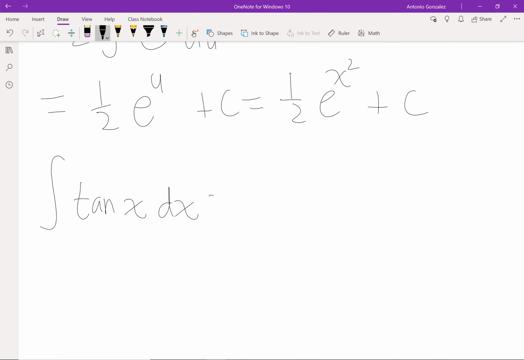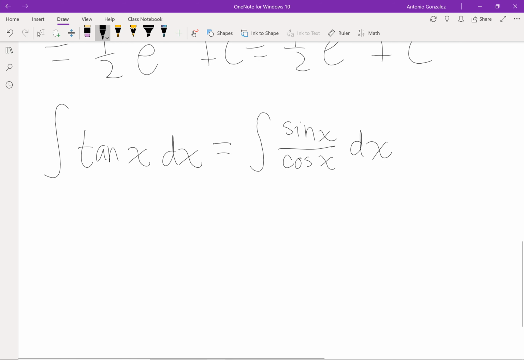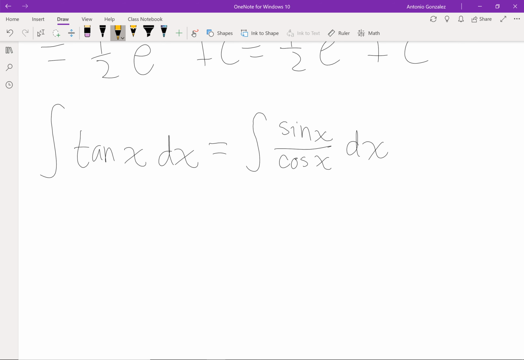So I'll start off by, here we'll have sine of x over cosine of x dx. All right, and then I'll use a substitution. I'll let u be equal to cosine of x.